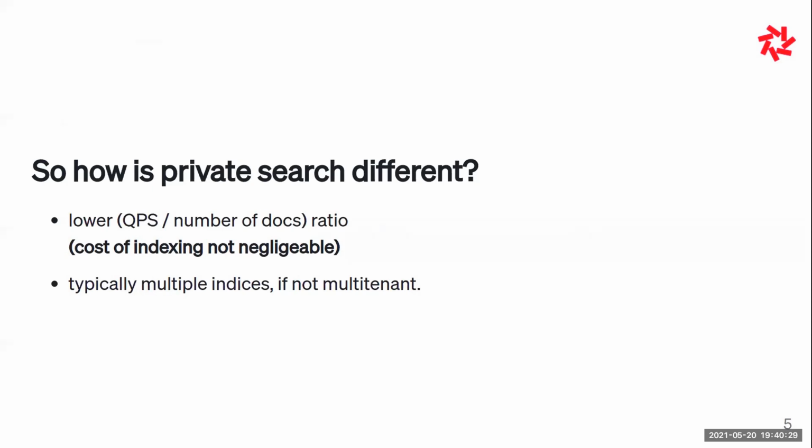So what's so different about private search? What is obvious from this chart is that you have a lower QPS per document ratio. So as a result, a simple result, you cannot neglect the cost of indexing. That's something that we will have to keep in mind, but there are other implications as well.